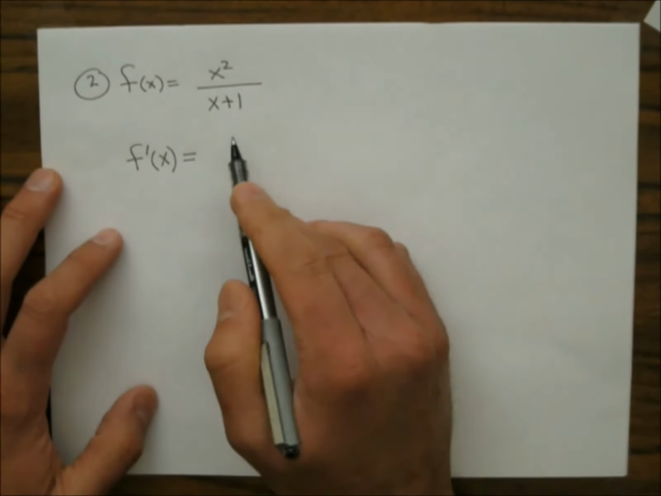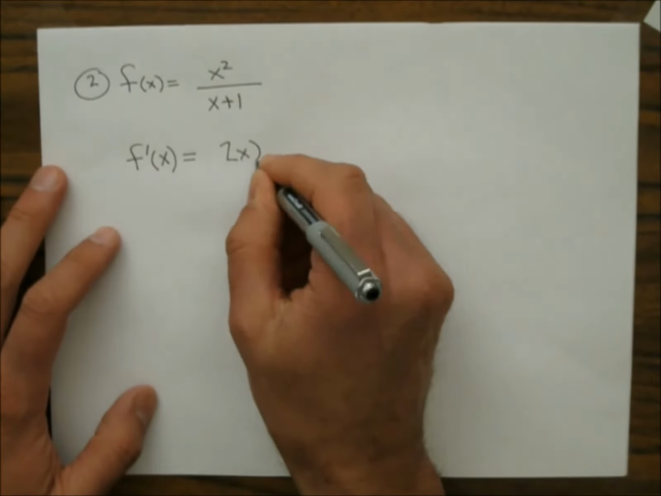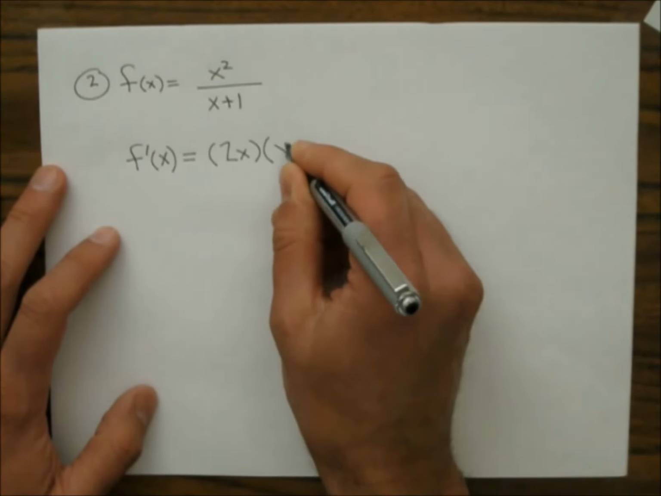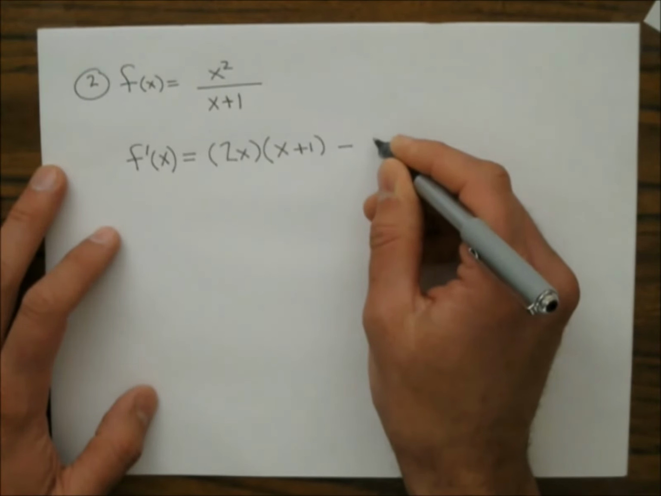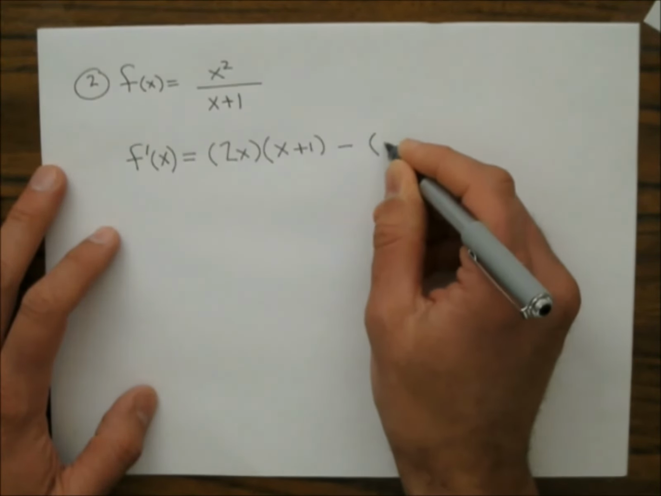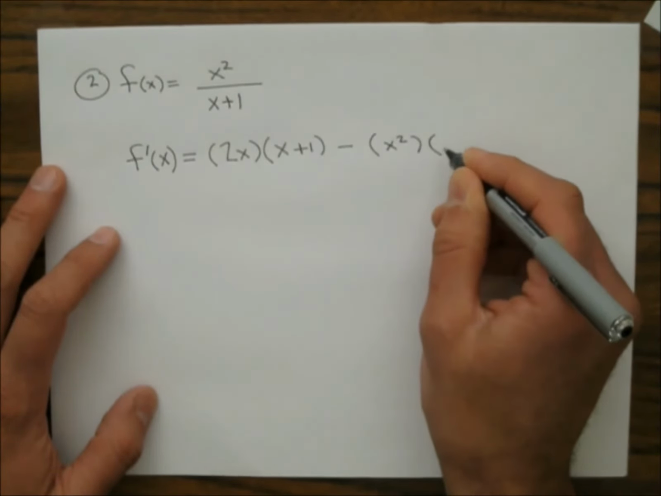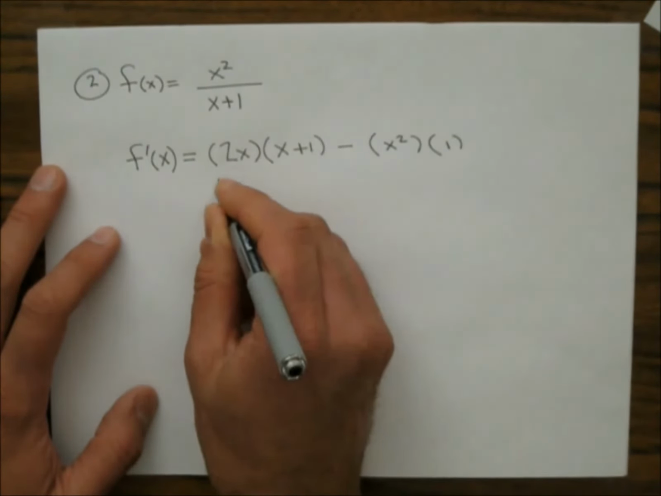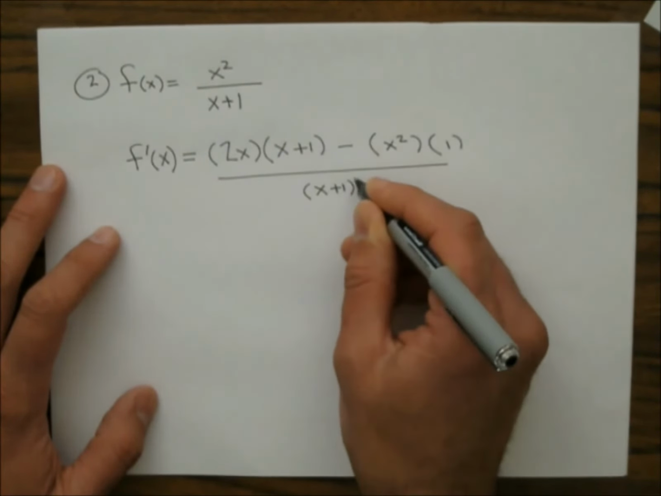I'm going to do the quotient rule. The quotient rule says the derivative of the top times the bottom, minus the top times the derivative of the bottom, all over the bottom squared.